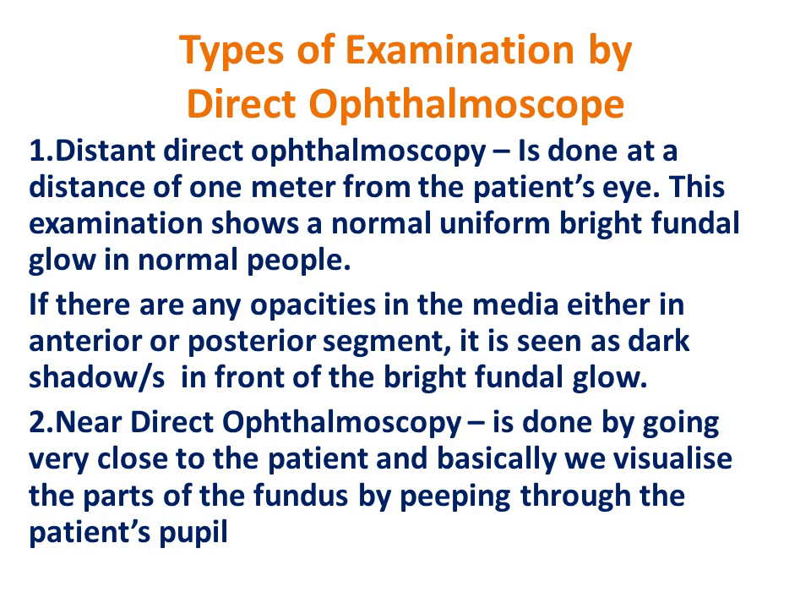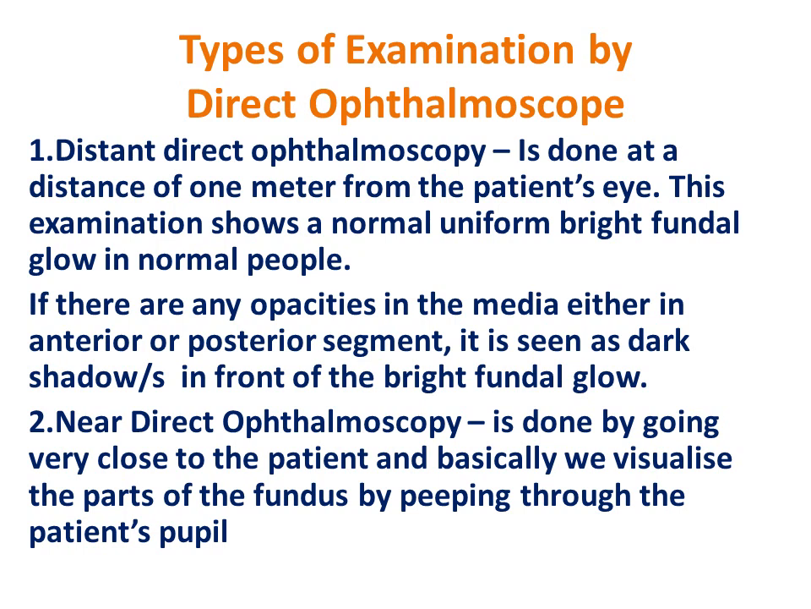The examination with direct ophthalmoscope can be classified under two headings. One is distant direct ophthalmoscopy and the other one is near direct ophthalmoscopy. Distant direct ophthalmoscopy is done at a distance of 1 meter from the patient's eye, that is an arm's distance, and this examination in a normal case shows uniform bright fundal glow in normal people.